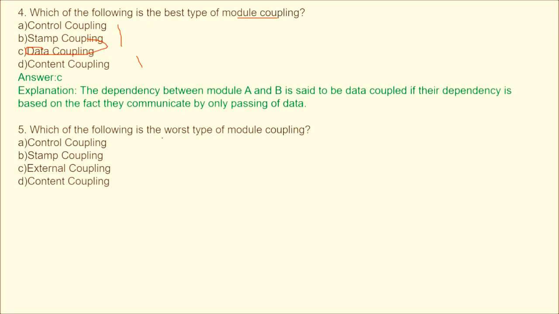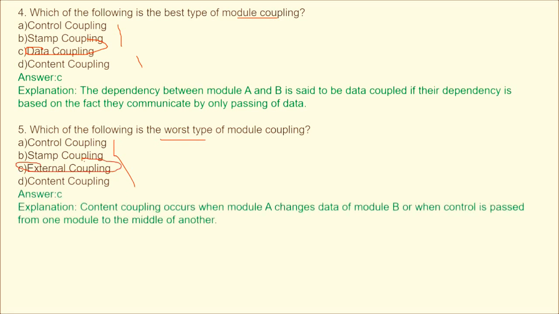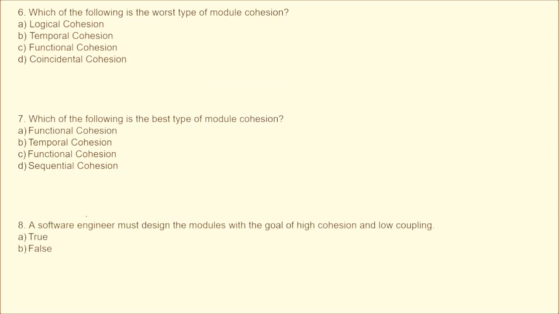Which of the following is the worst type of module coupling? Worst type. The answer is C, content coupling, because content coupling occurs when module A changes data of module B, and then control is passed from one module to the middle of another. In our case, this is the worst type. Such coupling has to be as minimal as possible.